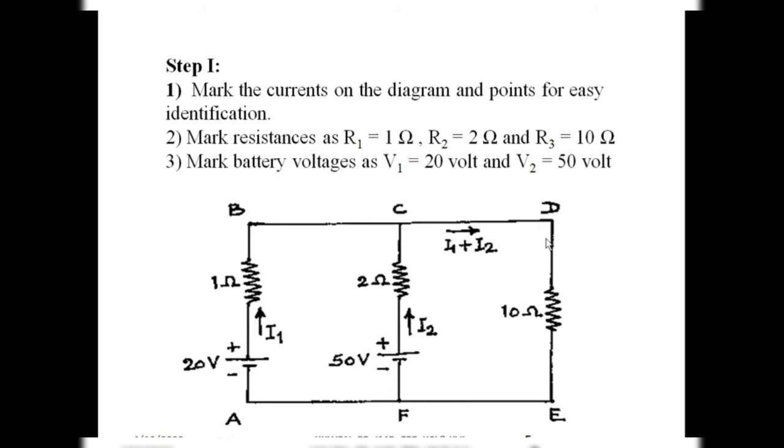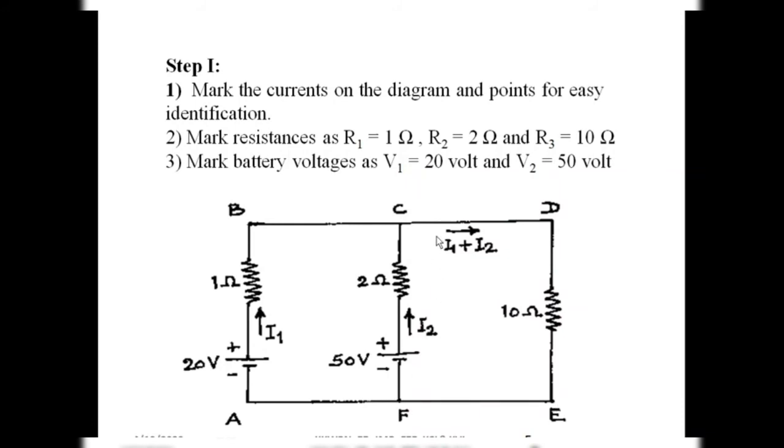Now, these resistances shown in this circuit diagram, we are marking as R1 as 1 ohm, then R2 as 2 ohm and R3 as 10 ohm. The battery voltages we are marking as V1 will be 20 volt, while the second battery voltage, that will be V2, it will be of 50 volt. Here we are considering the current through the branch CD and DE and EF as I3.